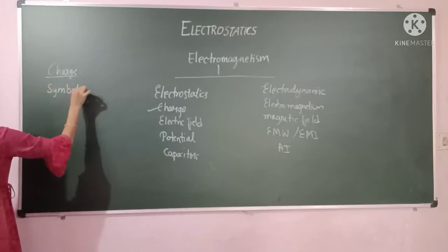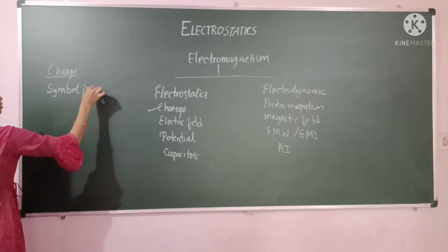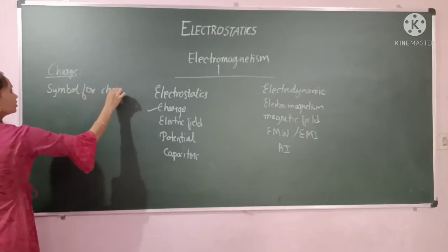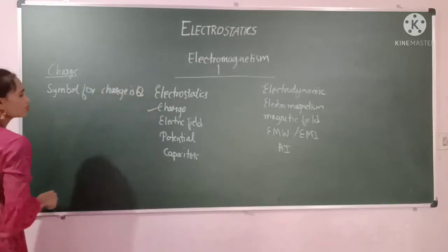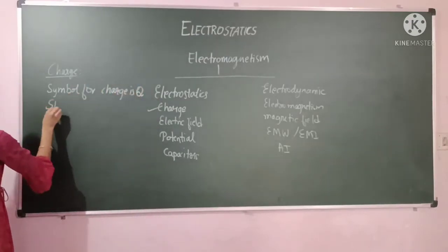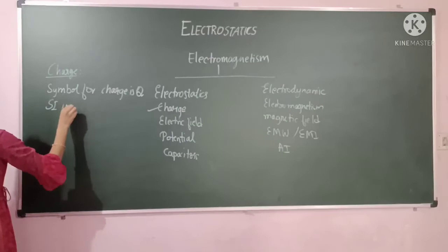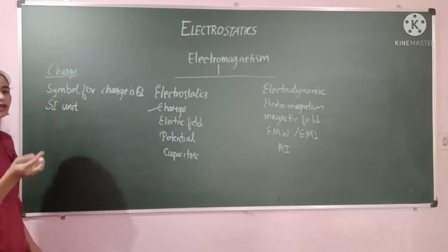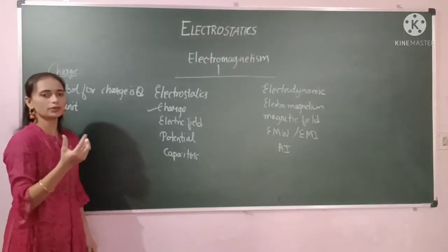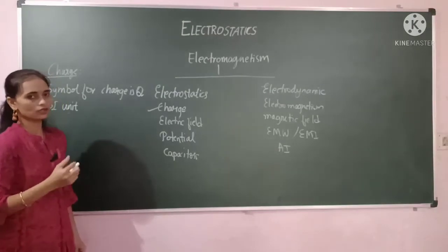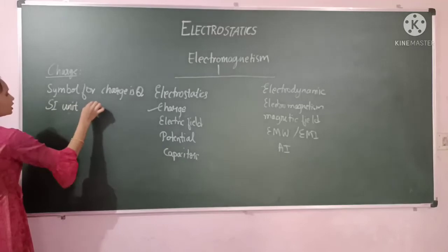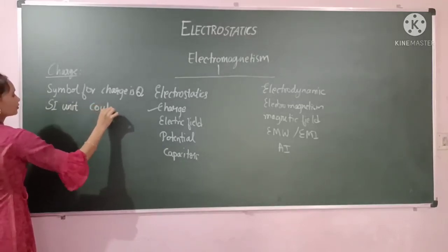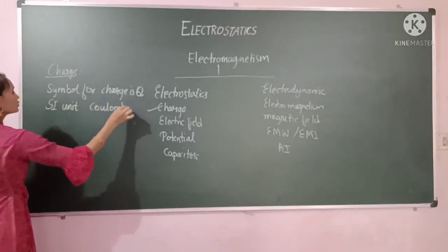Symbol for charge. The symbol for charge is q. Next after that is its SI unit. In physics, if we have any physical quantity, we represent it with its SI unit. So for charge we use the SI unit coulomb. Coulomb is the SI unit of charge.